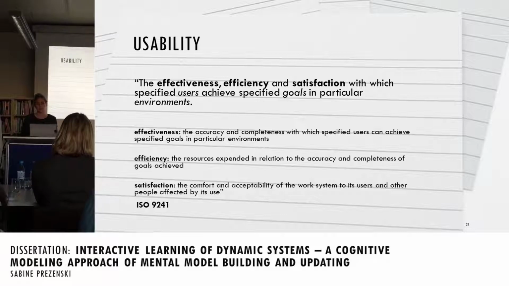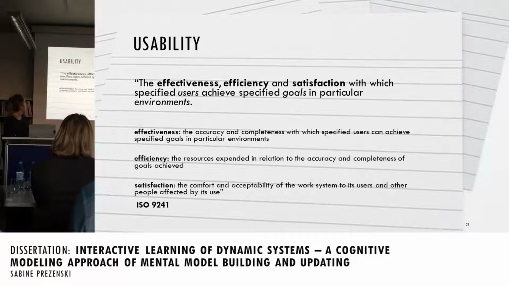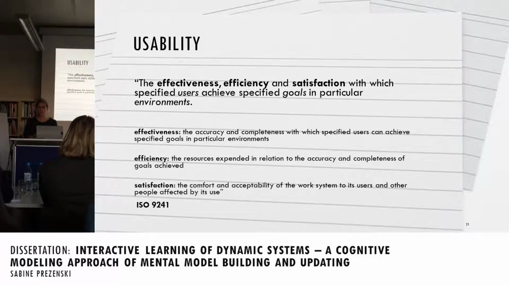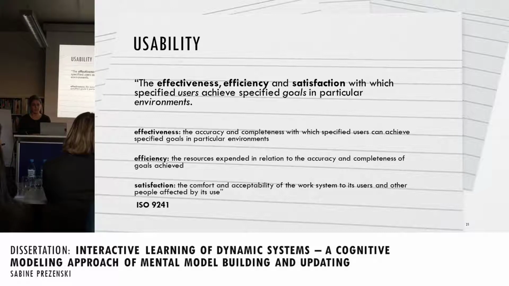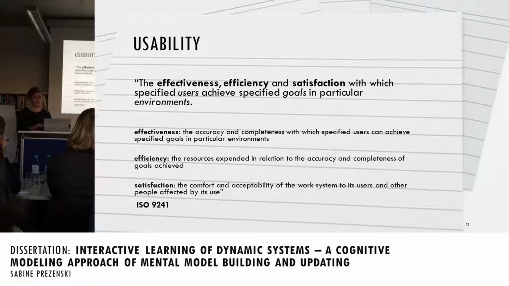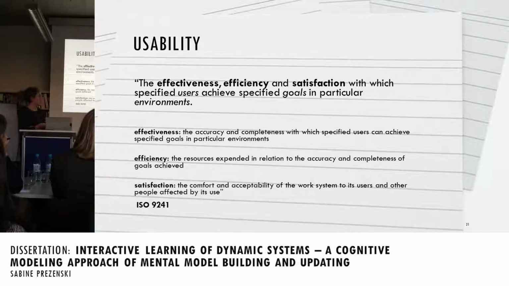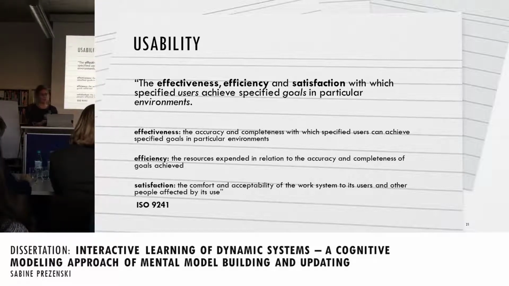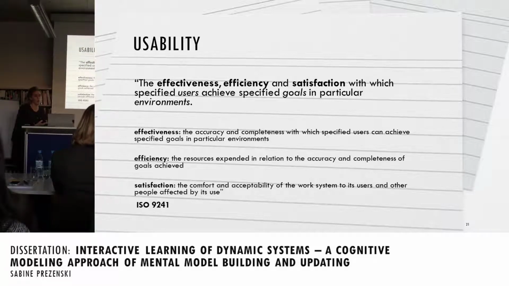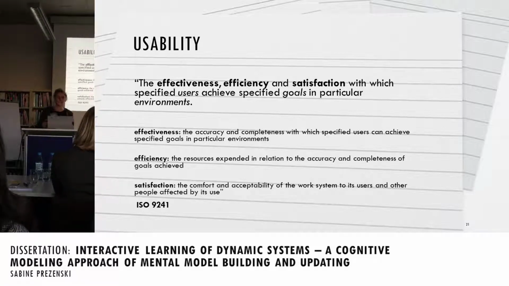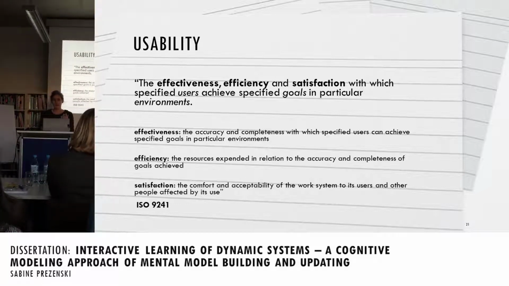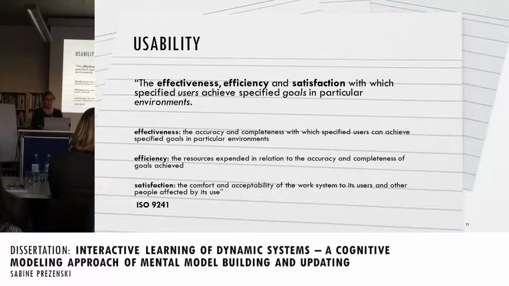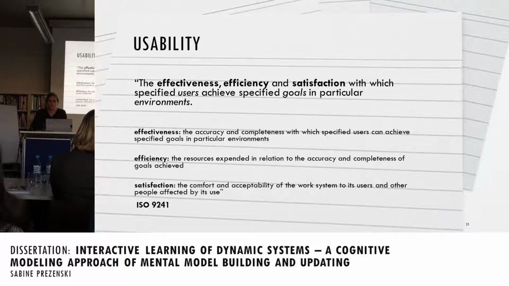Now, what exactly is usability? Usability is defined as the effectiveness, efficiency, and satisfaction with which specified users achieve specified goals in particular environments. So effectiveness means how accurate and complete the goals are achieved, and efficiency means how few resources are used, so how fast the goals can be achieved, for example. And satisfaction is more about how comfortable and acceptable the system is.